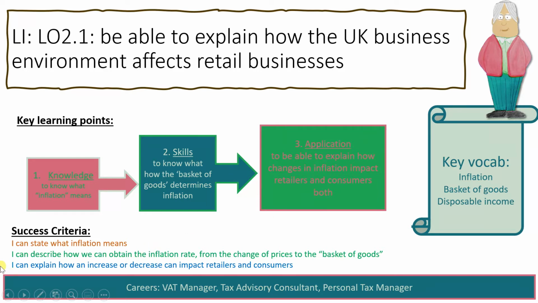So we can look at, for vocabulary, obviously it's inflation, making sure we know what the term means. We've got that extra term, basket of goods, which we'll come on to straight away, and disposable income definitely is part of this lesson as well.